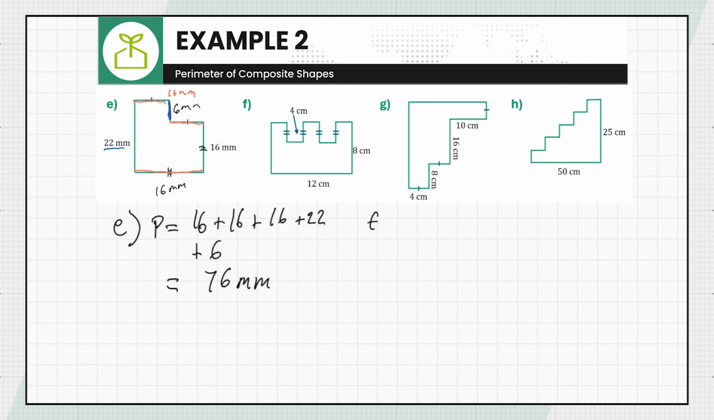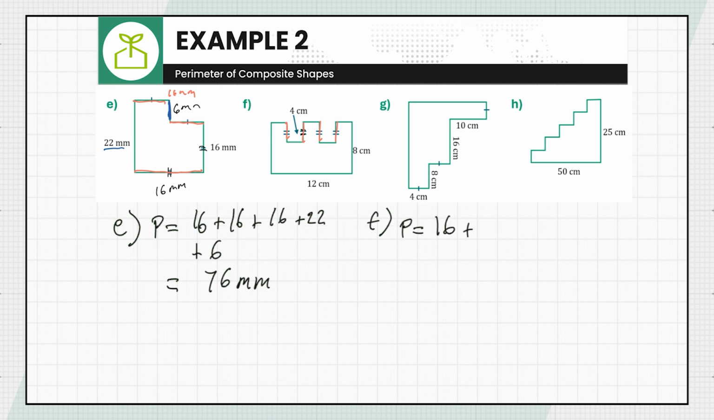Alright, let's do F. So for F, each one of these little points here is equal to 4 centimeters. That means every single one of these vertical parts is going to be equal to 4 centimeters. And because we have 4 of them, that means we have 4 times 4, so we have 16. So our perimeter is going to be equal to 16.